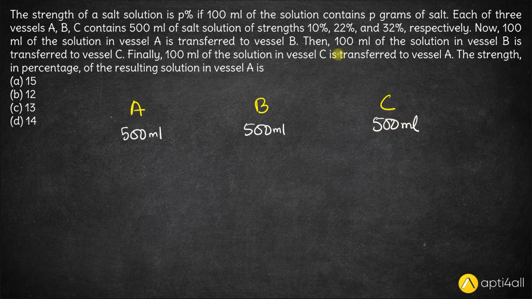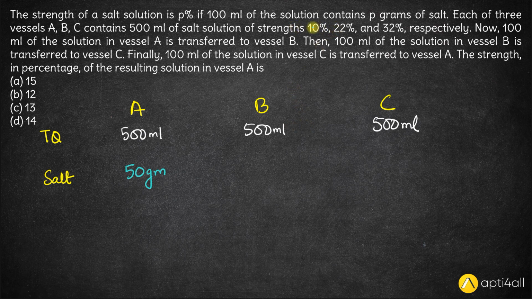Now out of this 500 ml, solution A has 10% strength. That means it will have 10% of salt. So out of 500, 10% is 50. So not 50 ml, 50 grams. So the salt here will be 50 grams. So this is the total quantity or total volume, and this is the quantity of salt.